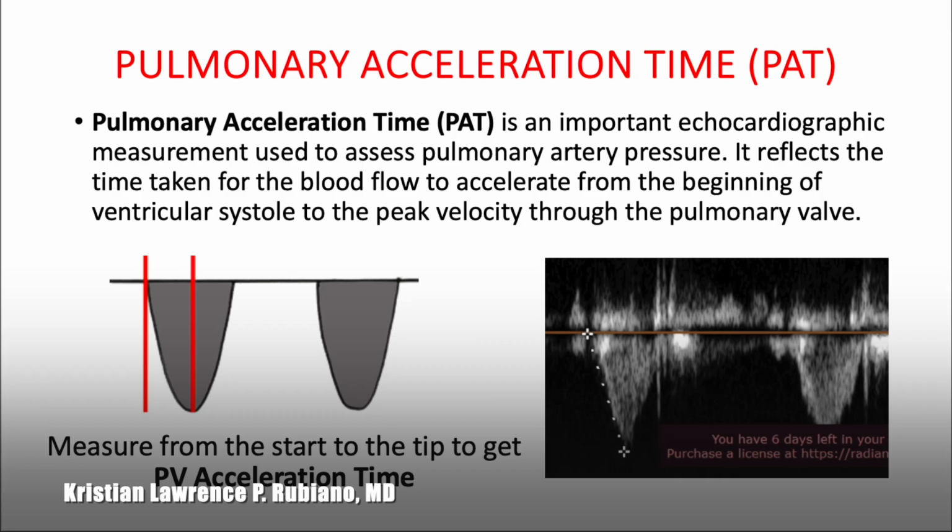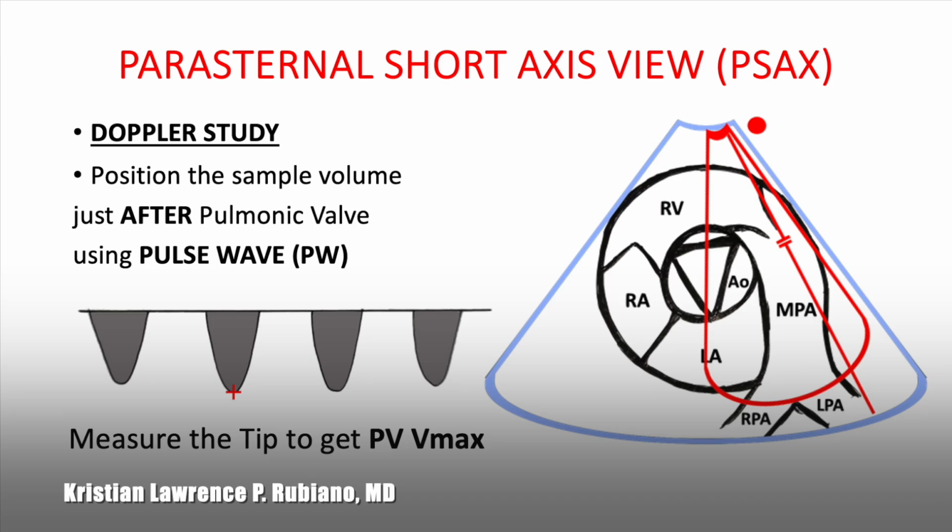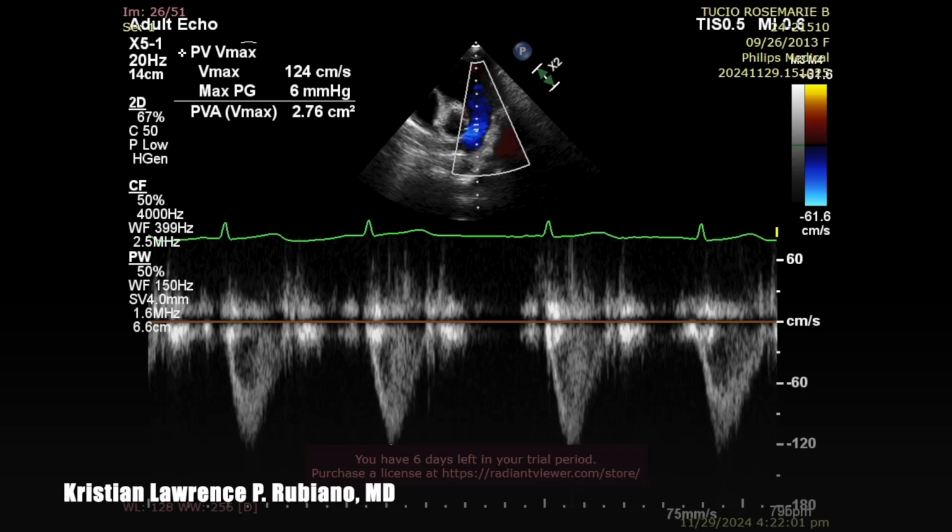the inverted triangle. Next, we move the Doppler cursor just a little after or just below the pulmonary valve, then do pulse wave to get the PV Vmax. PV Vmax refers to the maximum velocity of blood flow across the pulmonary valve. Pulmonary valve Vmax is often assessed in patients with congenital heart defects such as tetralogy of Fallot and acquired heart diseases involving the right side of the heart. It can also be used to monitor disease progression and even response to interventions.